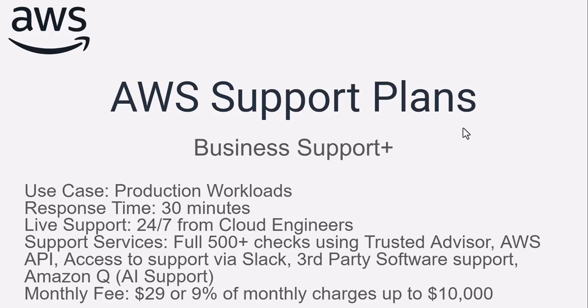And the fee for this one is either $29 a month or 9% of your monthly spend up to $10,000. So whichever one is higher. I use a support plan. I've never gotten a $29 fee. It's always higher than that. So the other thing about this and the other plans going forward, that 9% monthly charge for your spend, that percentage goes down when you get above a certain amount. So once you get above $10,000, it'll go down to a lower percentage rate.